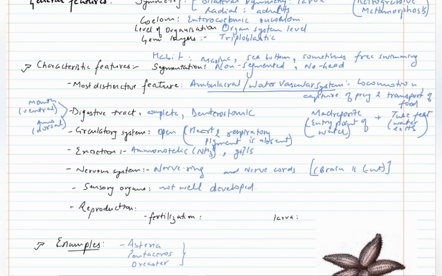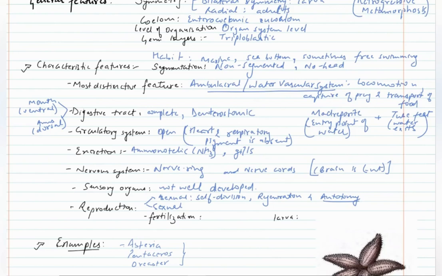Reproduction can be both asexual and sexual. In asexual reproduction, they have the ability of self-division, regeneration, and autotomy. Autotomy means that when an external agent grasps a part of their body, they can leave that body part behind. If you have seen a lizard, if you step on a lizard's tail, the lizard will lose its tail and run away. This property is known as autotomy. A similar property is present in echinoderms.